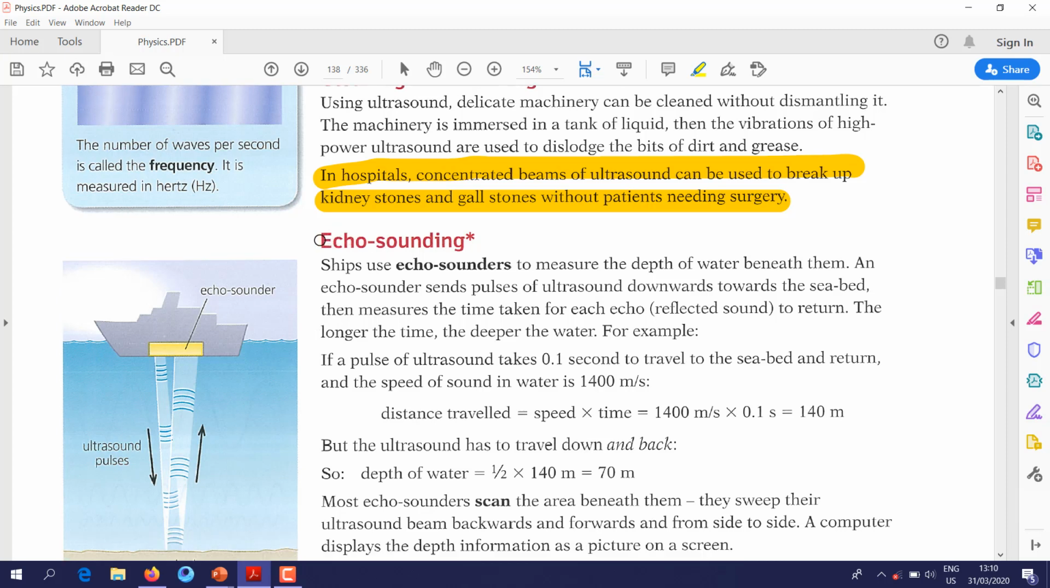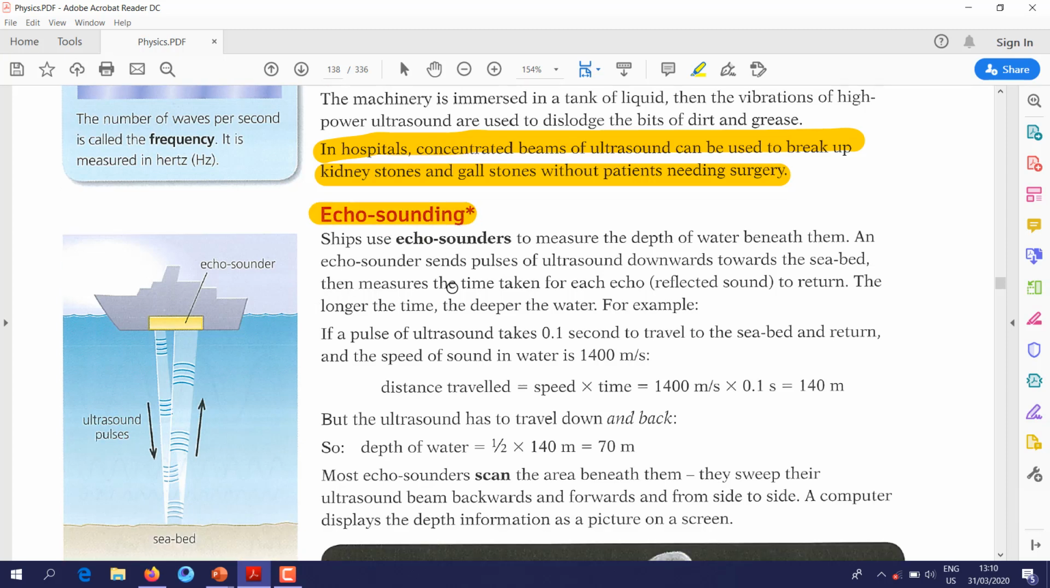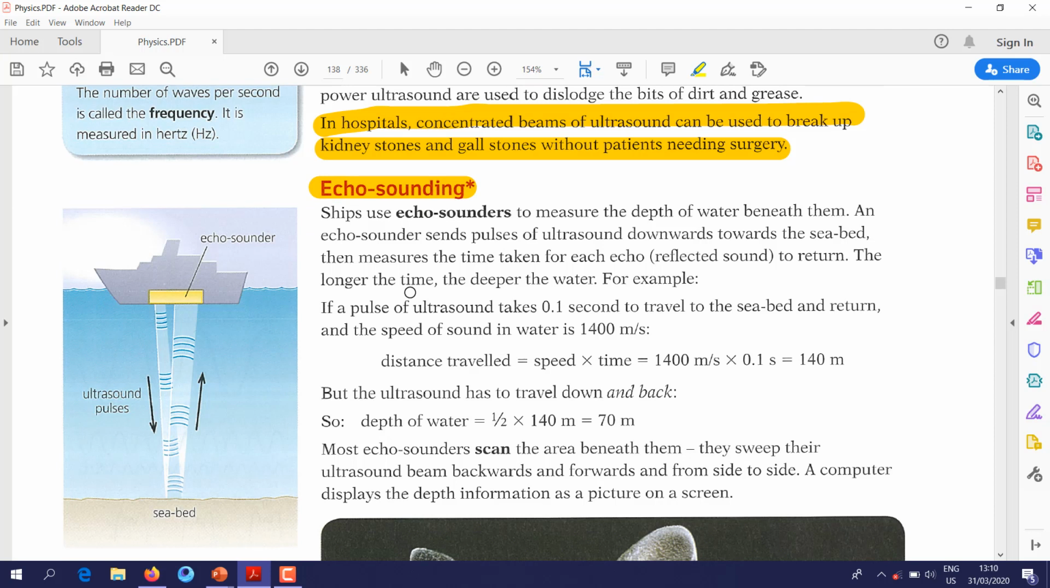Number 2, echo sounding. We talked about echo sounding before. What is echo sounding like? Here it's a ship. They are trying to find, for example, the depth of this sea. How does it work? Here we have an echo sounder. It will send a sound. It will send ultrasound. This ultrasound goes through water.